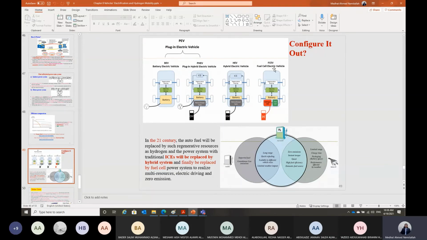And finally, we have the fuel cell electric vehicle, which has to be supplied with hydrogen. We also have a battery, but we have the fuel cell here in order to produce electrical power. Okay. So, Shabab, sorry, can I have just 1 minute?